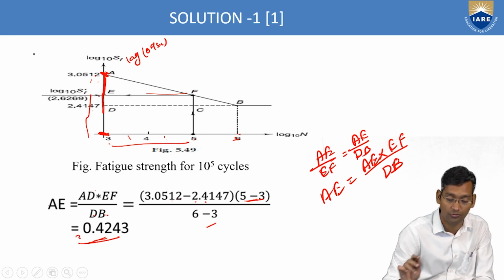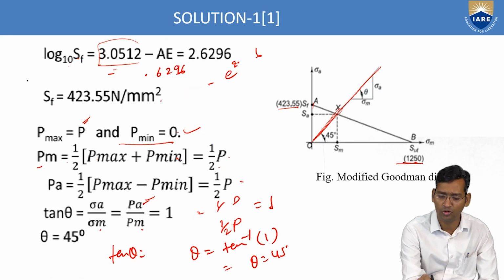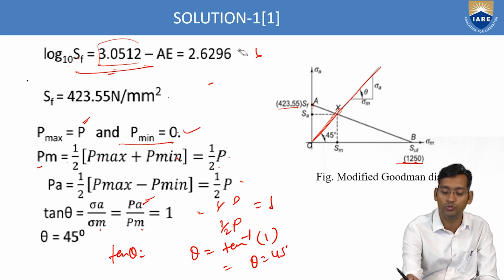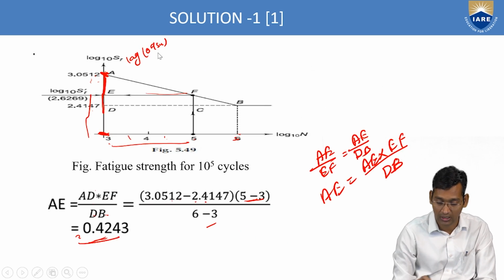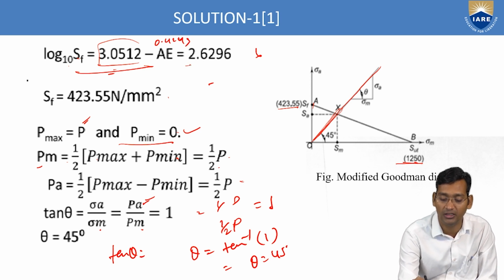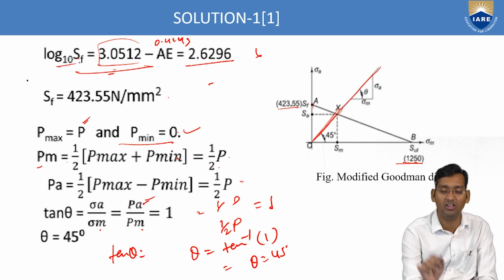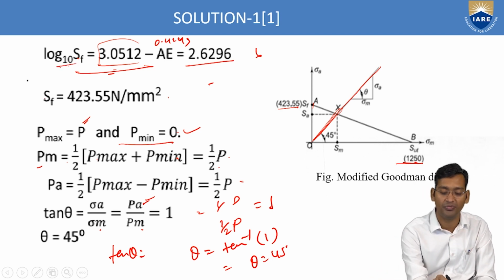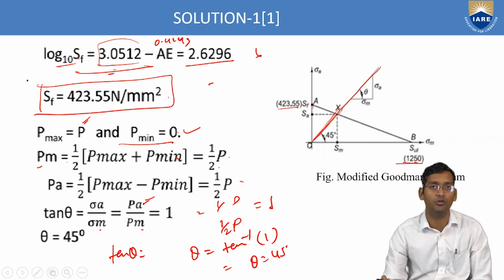So this value is how much? Just now we got 0.4243. After putting this value here, what will we get? 3.0512 minus 0.4243, after subtracting, we will get 2.6296. Because log SF is there, taking the anti-log and finding that value, SF will be equal to 423.55 Newton per mm square.